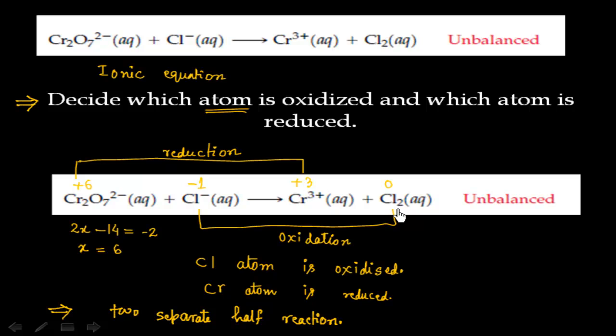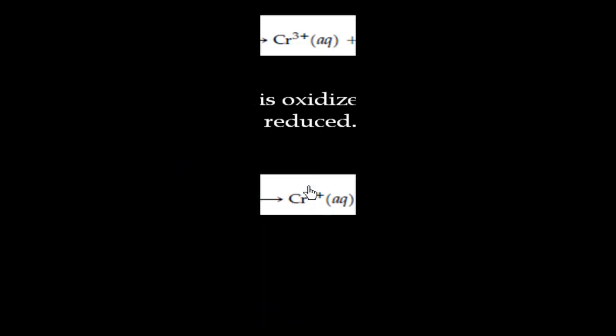So we can write two separate equations: Cr2O7 2- to Cr3+, which is the reduction half, and Cl- to Cl2, which is the oxidation half. Now we will separately balance these two half reactions. So what is the idea next? We have to balance the two half reactions separately.